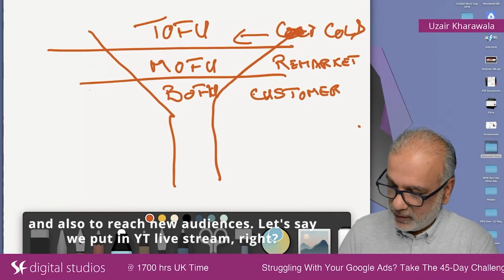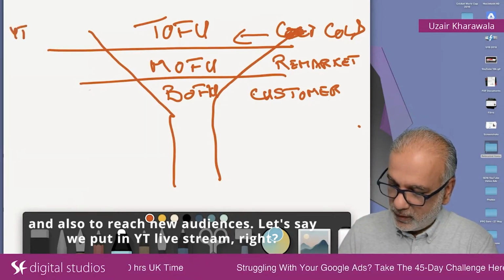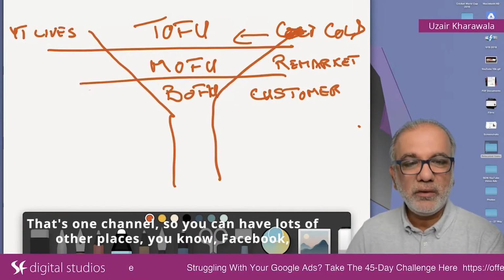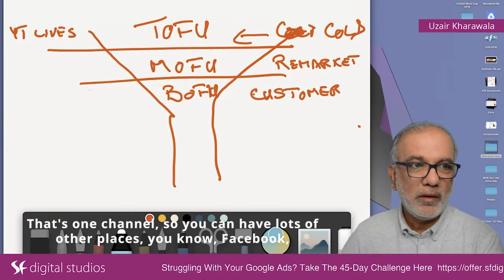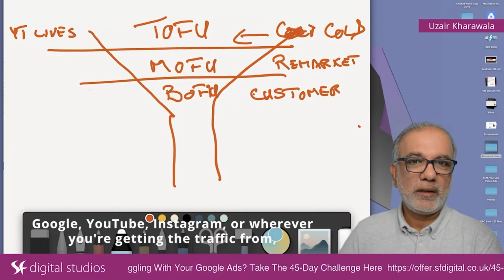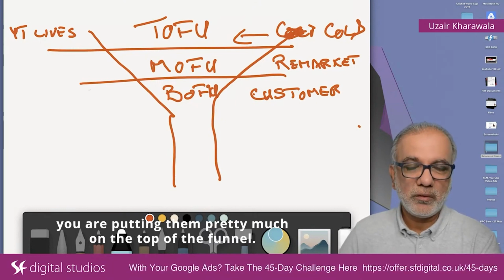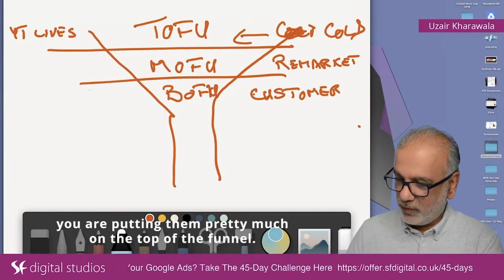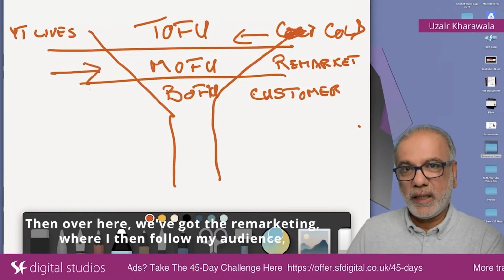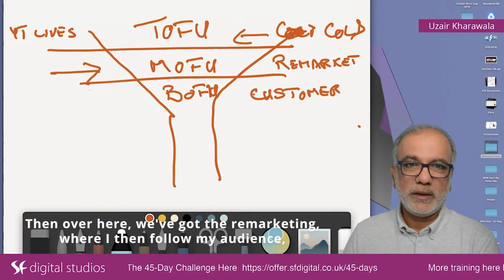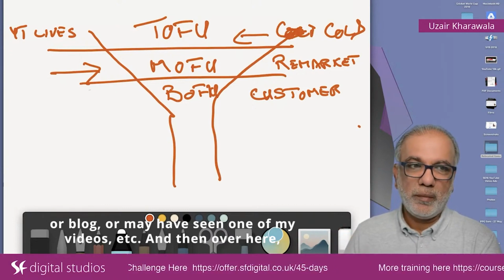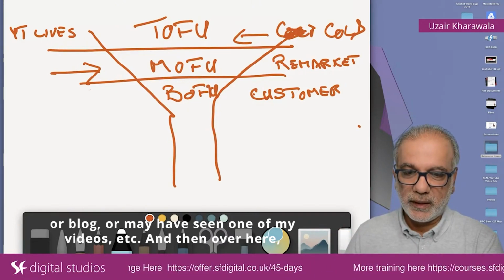So let's say we put in YT live stream, right? That's one channel. So you can have lots of other places, you know, Facebook, Google, YouTube, Instagram. So wherever you're getting the traffic from, you are putting them pretty much on the top of the funnel. Then over here, we've got the remarketing, where I then follow my audience who may have come across to my website or been to my website or blog, or may have seen one of my videos, etc.